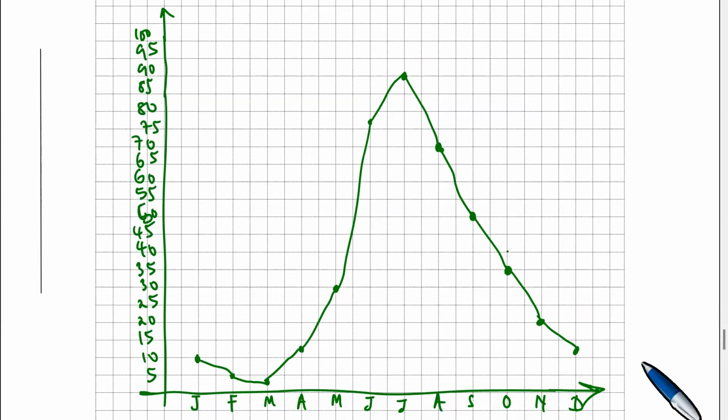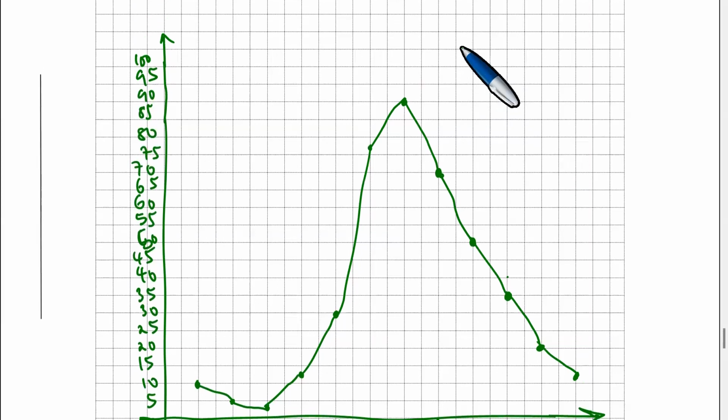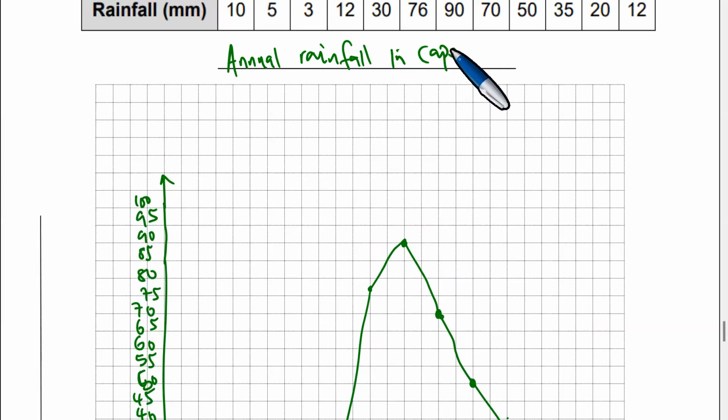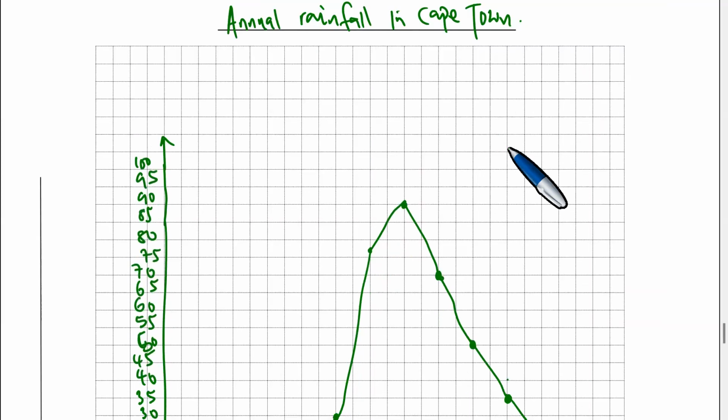And that is the answer. So that is the graph. We were supposed to draw this graph, and we have just drawn it. This is the annual rainfall in Cape Town. The title of the graph is the annual rainfall in Cape Town. Next question.